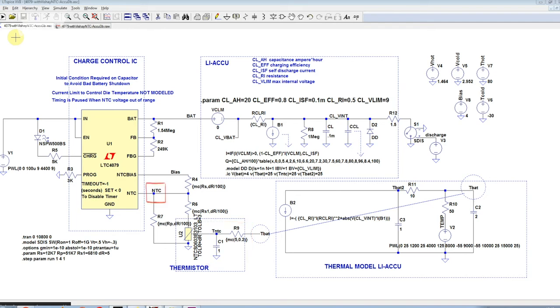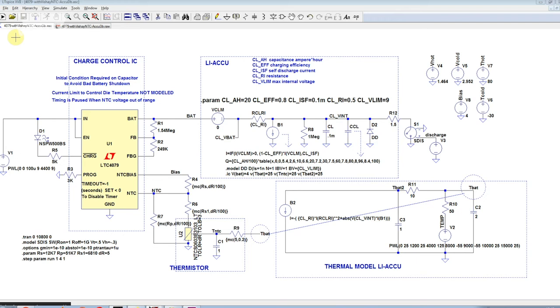The voltage provided by a network of fixed resistors and this thermistor will be compared to internal thresholds in the LTC4079 in order to prevent a charging of the battery outside of a defined temperature range. The limits of this range will be converted from temperatures to voltages by the combination of the resistor network and the electrical value of the thermistor at the two critical temperatures.